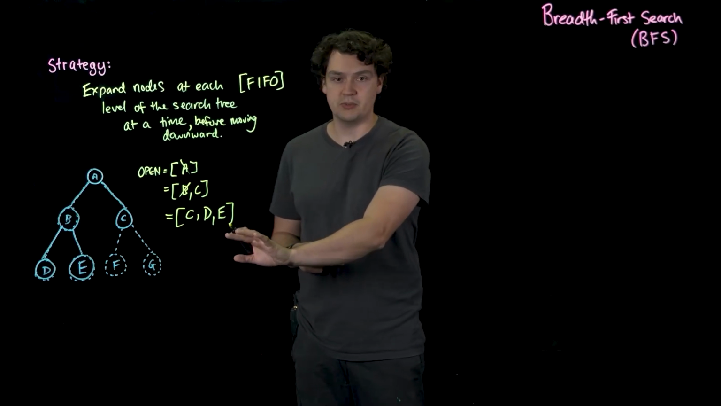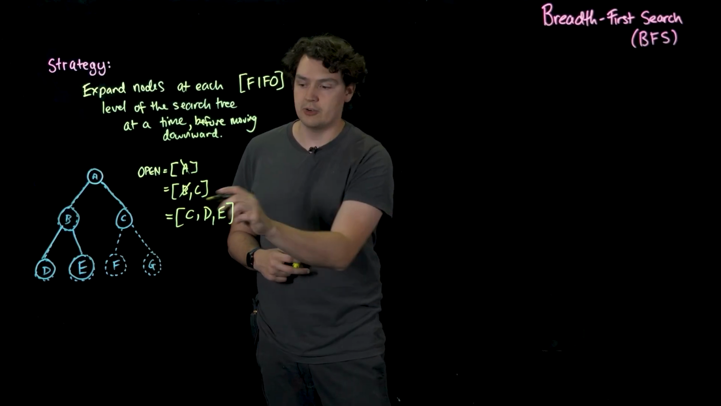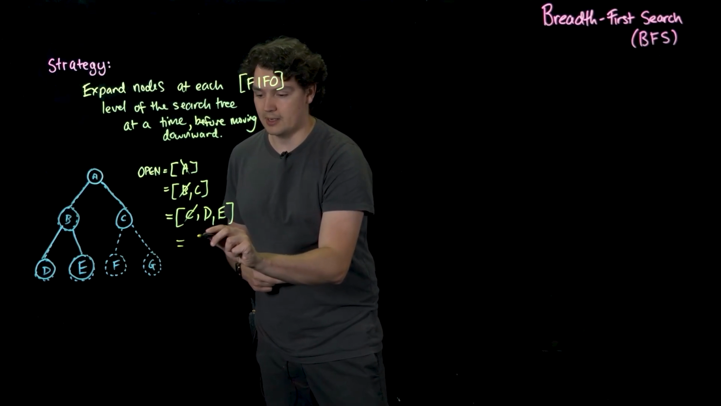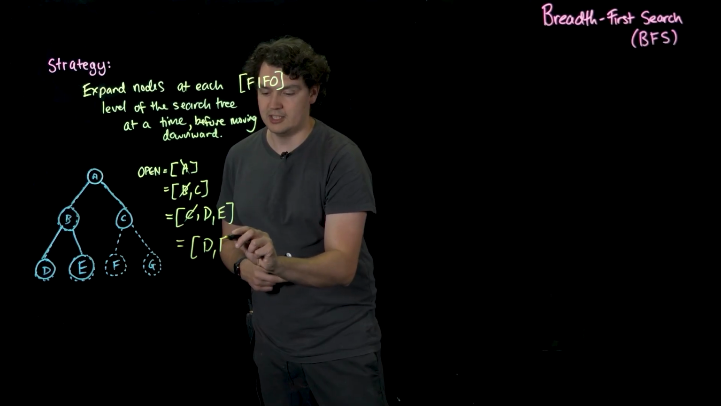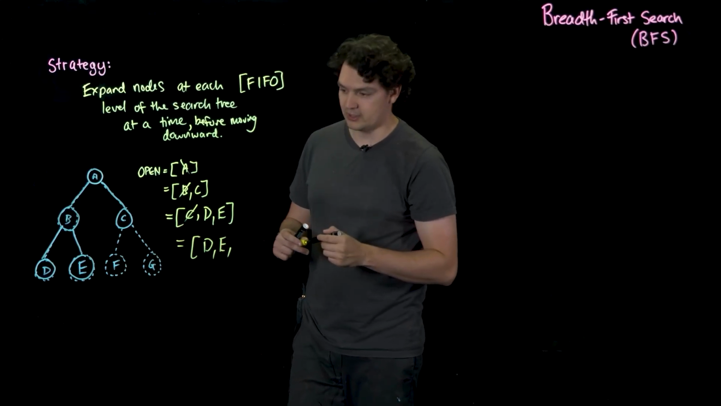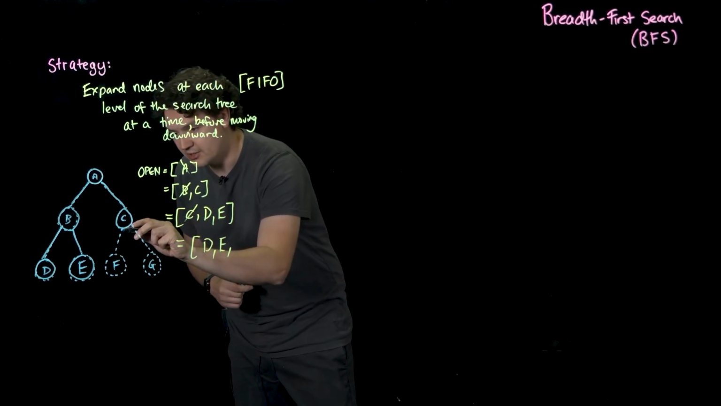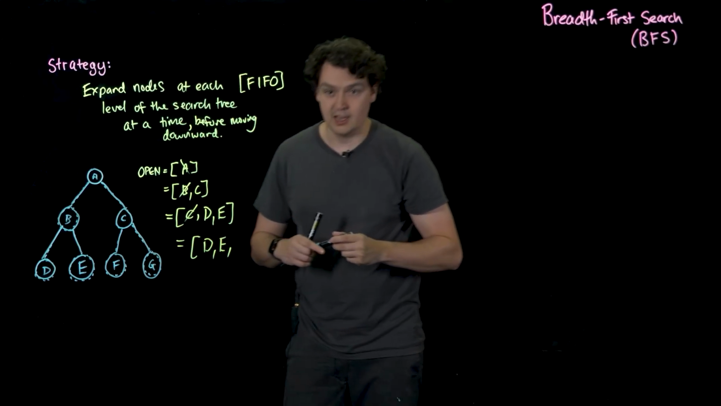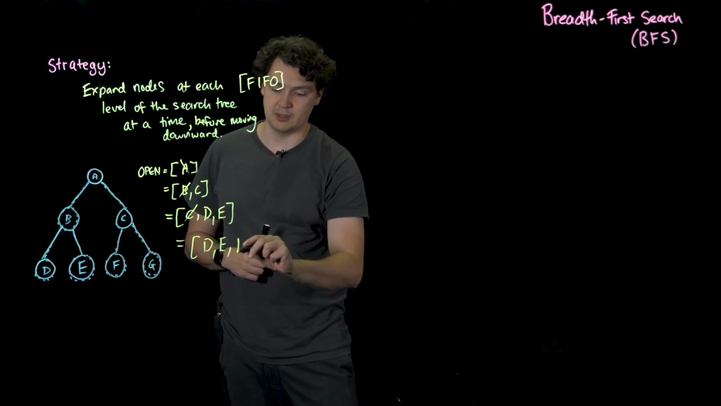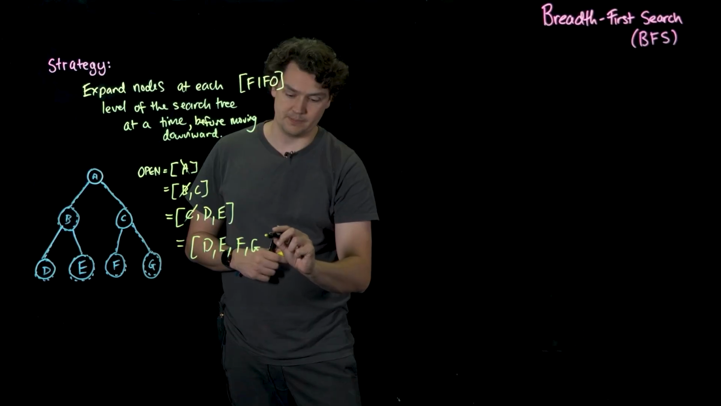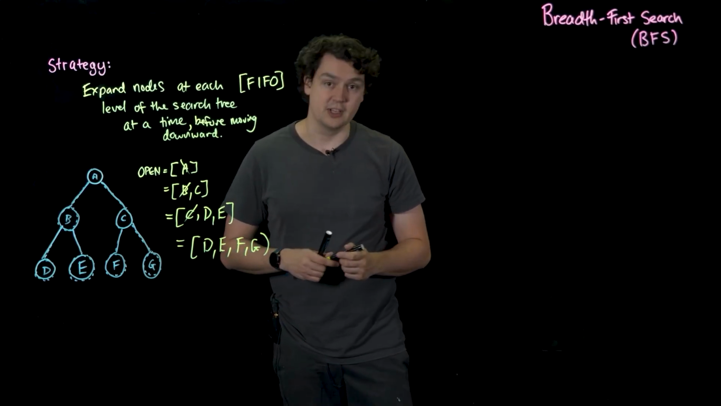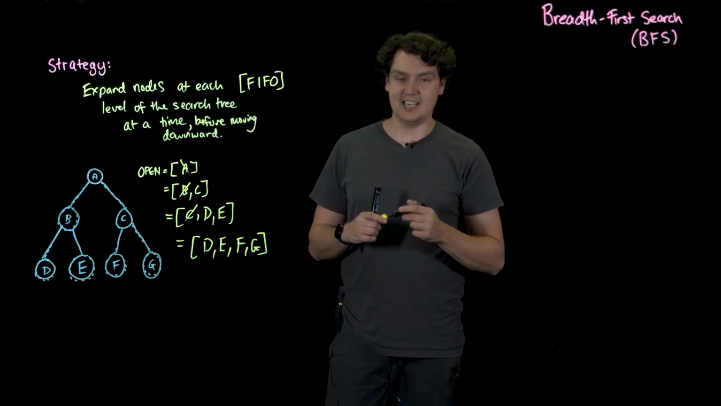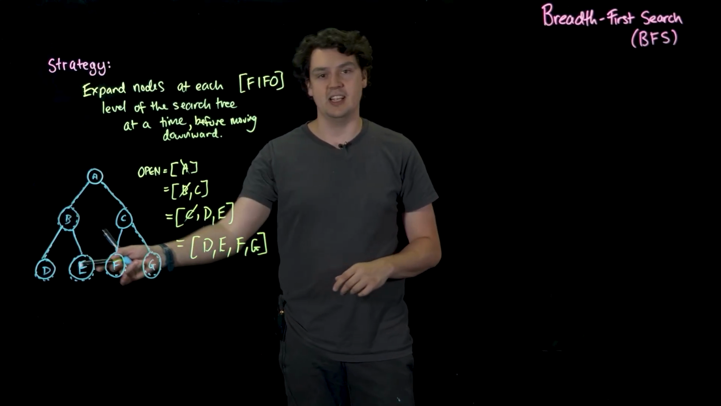At this point we've expanded B. We just continue the algorithm, first in, first out. The next one is C. We still have D and E in our list, but now we do the same thing for C. We generate its children, F and G, and then we add these to the search list as well. Now we have D, E, F, G in our open list.